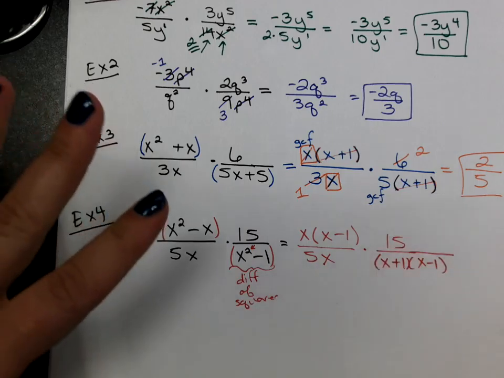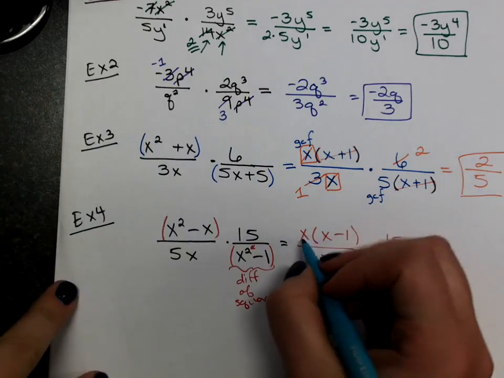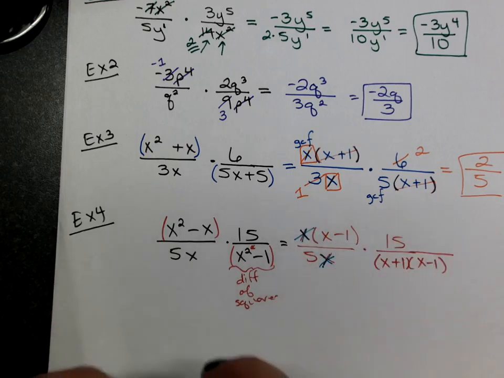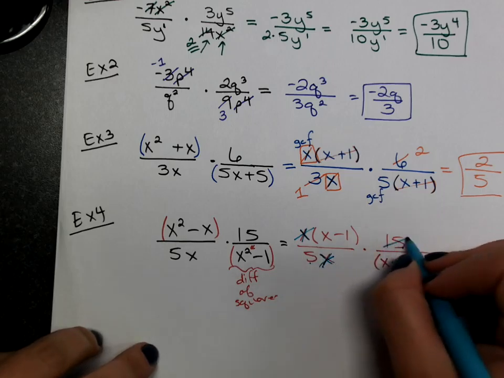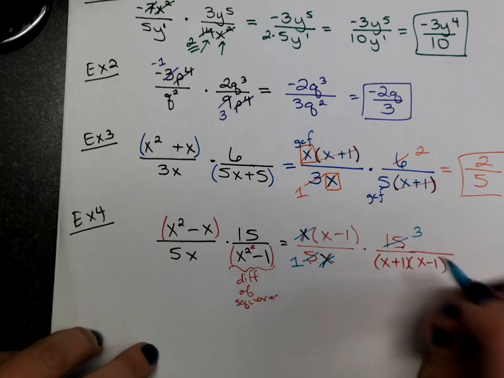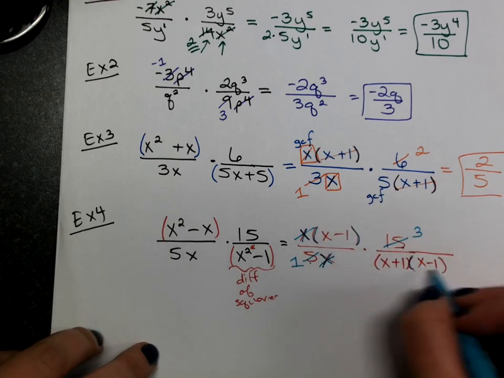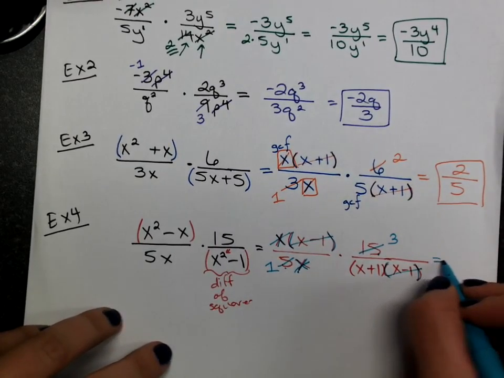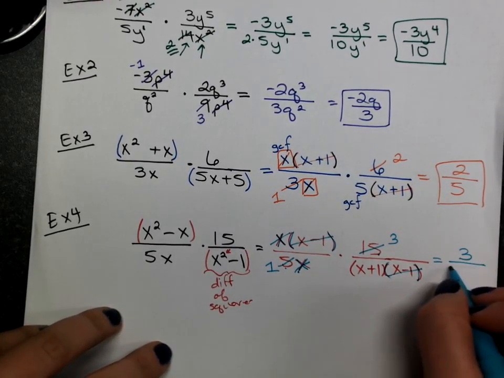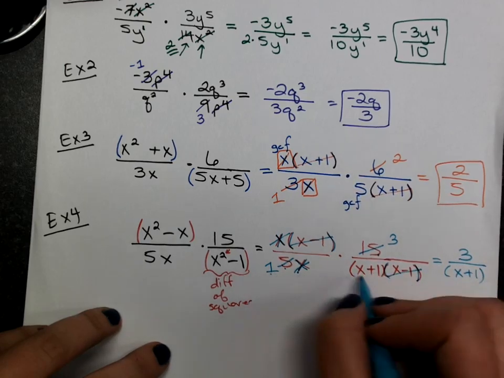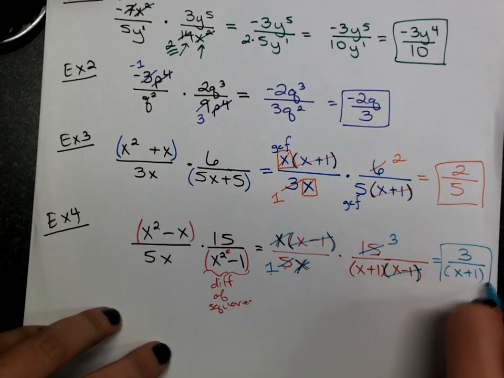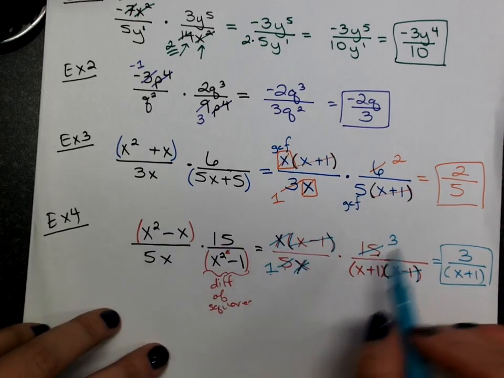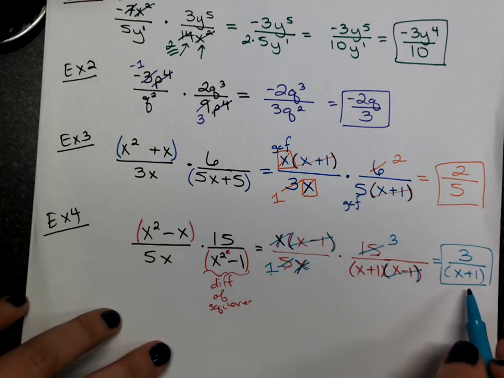So again, then we just scan it, see what we've got. We've got an x on the outside here and an x on the outside there. Those can divide off. We've got a 15 and a 5, so they can both divide by 5. And we've got an x minus 1 up top and an x minus 1 on the bottom, so they can divide off as well. And it looks like we're left with 3 over x plus 1, because that 1 won't change anything. So again, we're taking something kind of crazy looking, taking out GCFs, factoring, dividing off whatever we can, and we end up with something that's not so bad.